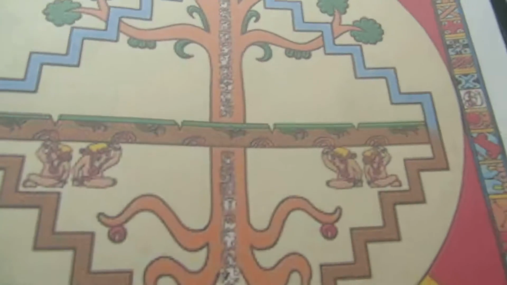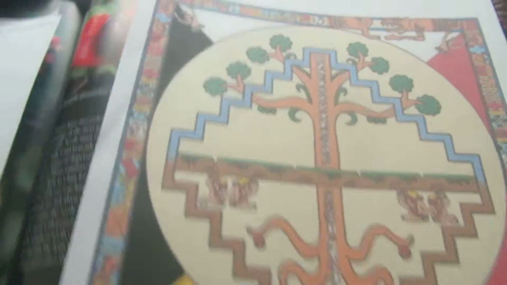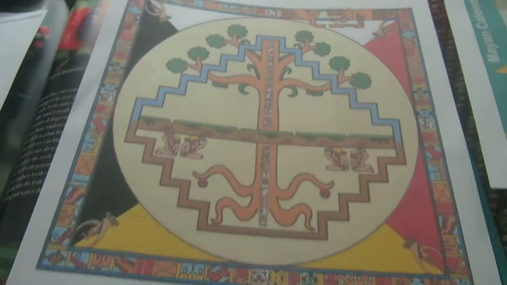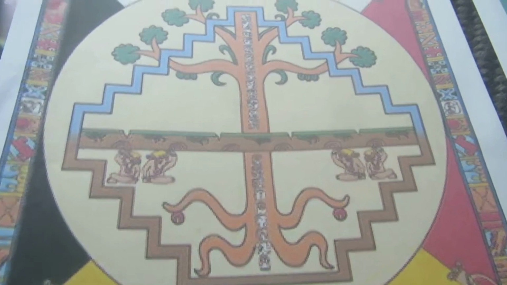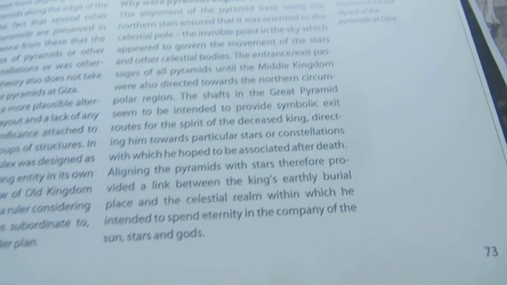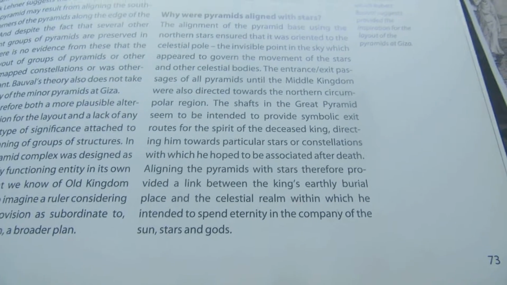So that's speaking of this realm right here from the Egyptian perspective. Here they're talking about this plane, this earth plane, and it's saying within the company of the sun, the stars, and the gods. That's this place.